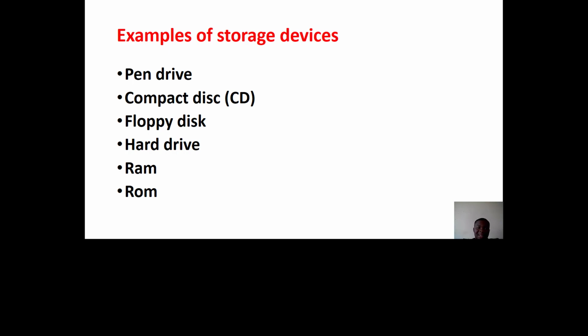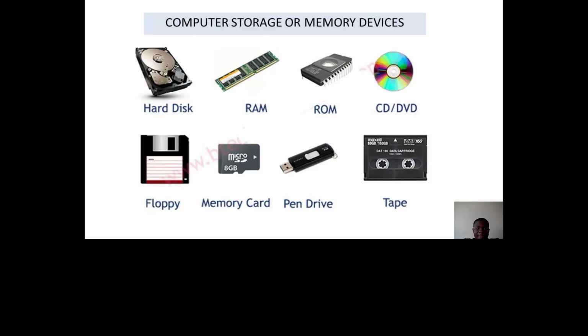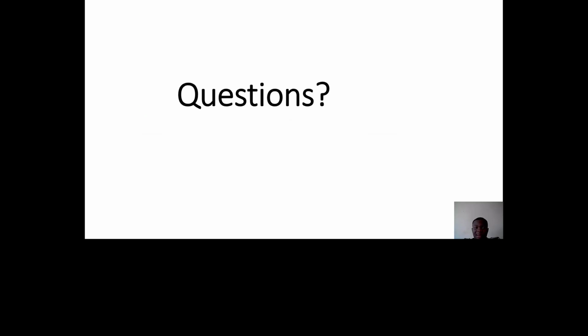Pen drives, as we all know, are used for storing data. It is the same with the compact disc, the floppy disk, and the hard disk. The RAM and the ROM are all inside the computer. These are examples of storage devices. We have the hard disk, RAM, ROM, CD, floppy disk, memory card, pen drive, and tape.